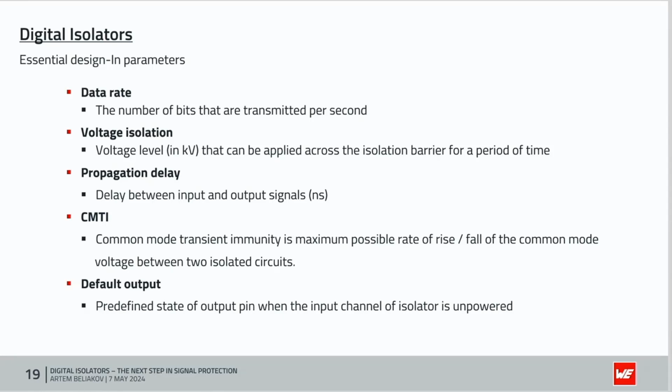Next, CMTI, or common mode transient immunity, is the maximum possible rate of rise or fall of the common mode voltage between 2 isolated circuits. And last, default output, the predefined state of the output when the input channel of the isolator is unpowered.